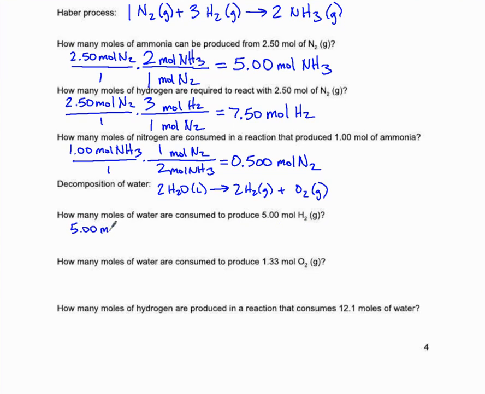Start with the number we know, 5 moles of hydrogen. And we want to know how many moles of water, so we are comparing moles of hydrogen with moles of water. In this case, for every 2 moles of water, there are 2 moles of hydrogen, and it tells me that 5 moles of water are consumed in this particular reaction.